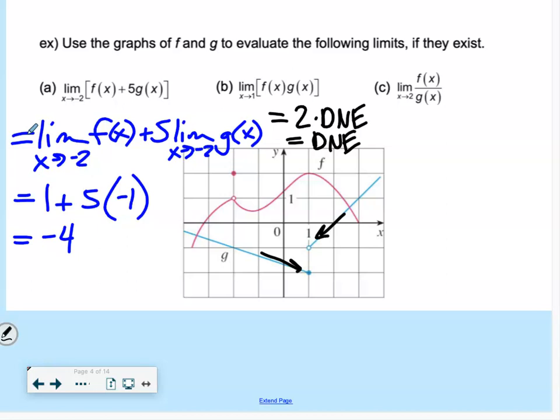All right. So Luke. Hi, Luke. Let's take a look at part C. So we have the limit as x approaches 2 of f divided by g. So the limit as x approaches 2 of f, give me a rough idea. What do you think that is? It's around 1.5, right? Luke, what's the limit as x approaches 2 on g of x? It's around 0. 1.5 divided by 0 is bad, right?